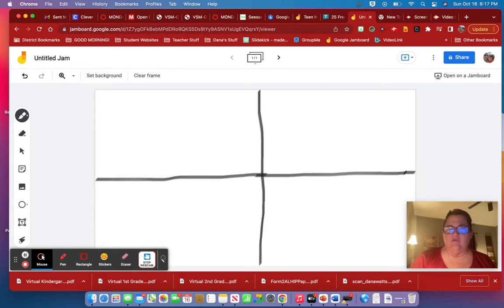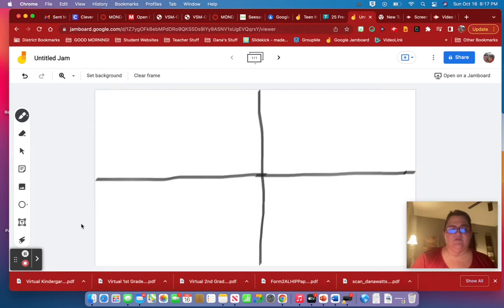And the good thing about you watching this video is that you can pause it if you need to get your paper ready or get some help. But just a line down the middle, up and down a vertical line, and then a line going across horizontal to make 4 squares. And then we're going to come back to this in just a minute. Anytime you get behind, just pause the video and do what you need to do, and then you can start it again.